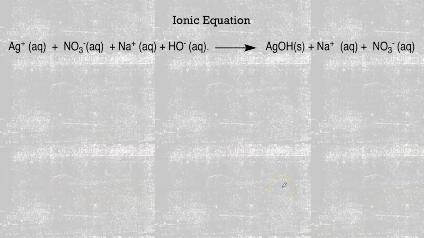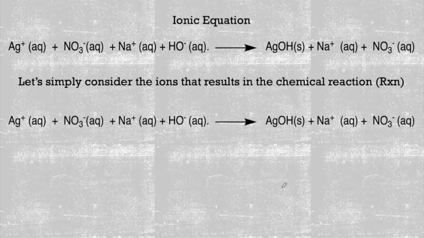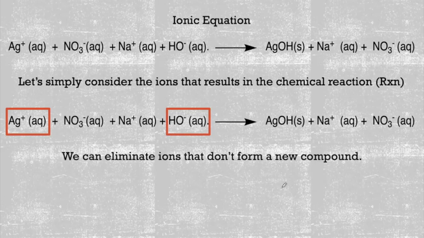So we take our ionic equation, and what if we were to simplify this? Let's simplify what happens and only look at the components that are part of the chemical reaction, that result in the net chemical reaction. So which ones are part of the chemical reaction? Well, we have the silver ion and the hydroxide ion. Those for sure are part of the chemical reaction. So let's eliminate everything else that does not form a new compound.